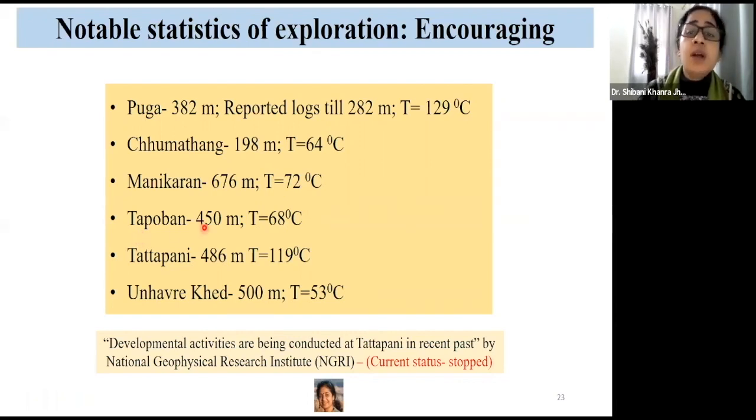The temperature was quite promising: in case of Puga, it has been obtained as 129 degrees. You can also notice that these were all explored at a shallow depth, like 382, 198, 670, so almost 500 to 600 meters. So this temperature of 129 degrees, and 119 degrees in Tatapani, is quite promising, where one can look for the option of electricity generation from such geothermal output.